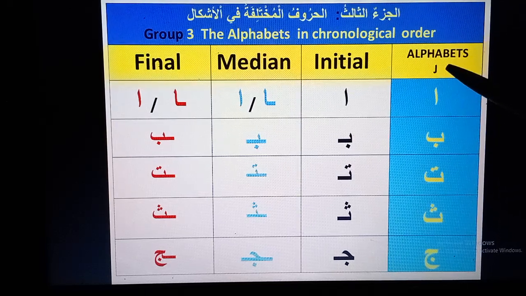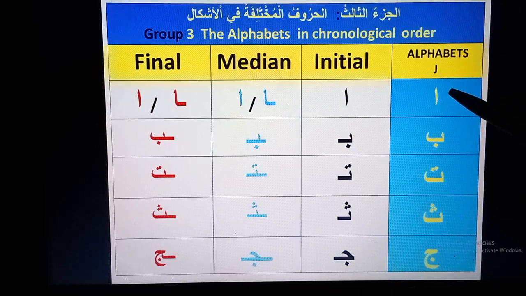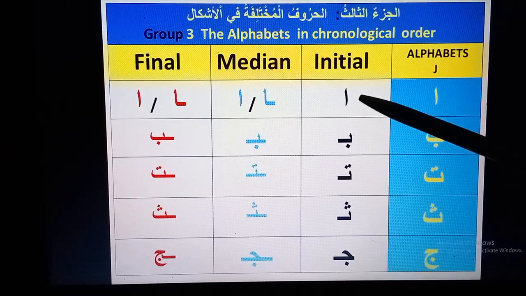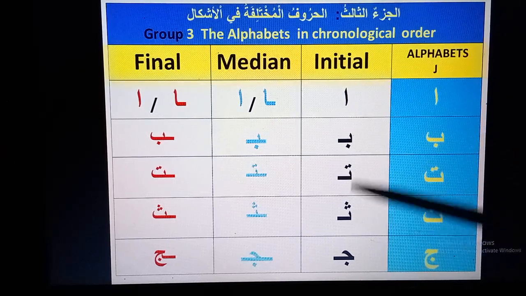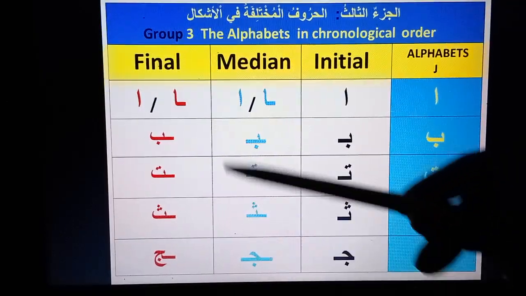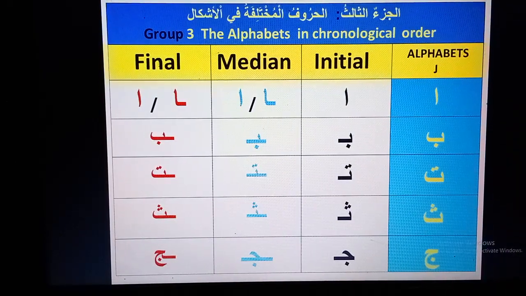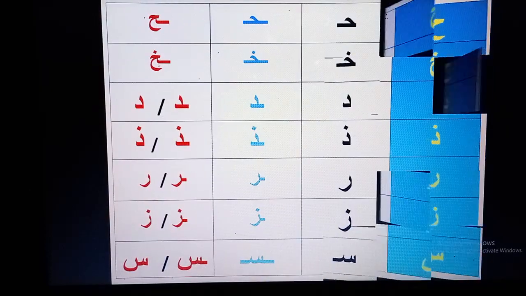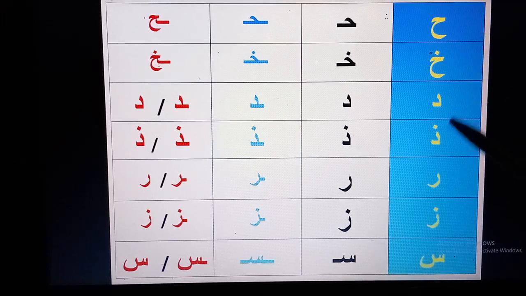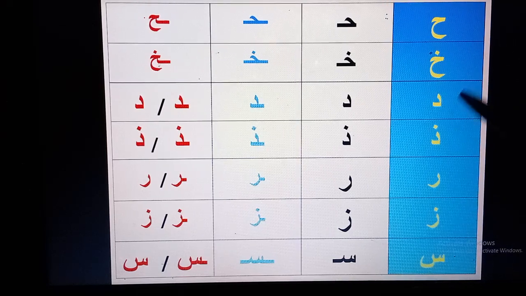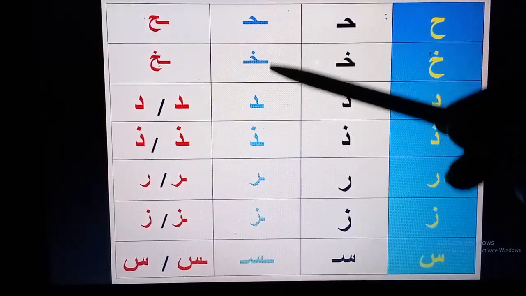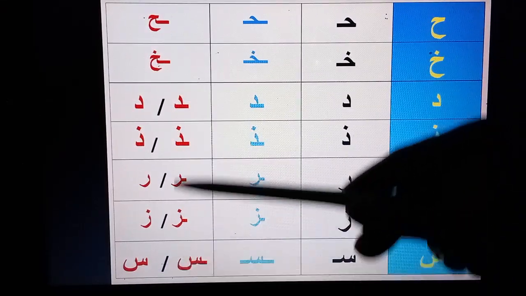Now we come to the order. We say alphabet J: Alif, Ba, Ta, Tha, Jim. All under this category show their shapes when they are at the beginning of a word, the middle of a word, and the end of a word. Then Ha, Kha, Dal, Dhal, Ra, Zai, Sin. The same thing: whether they get fatha, kasra, damma, or sukun, they do not change their shape. When they are at the beginning of a word, the shape is this way; in the middle, this; at the end of a word, this way.